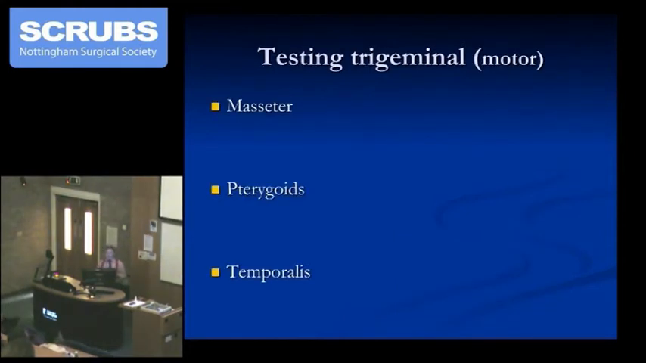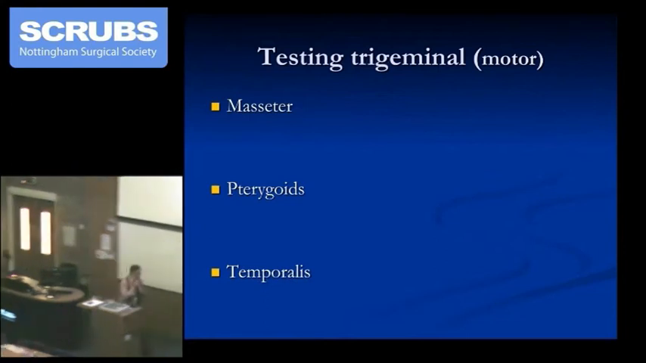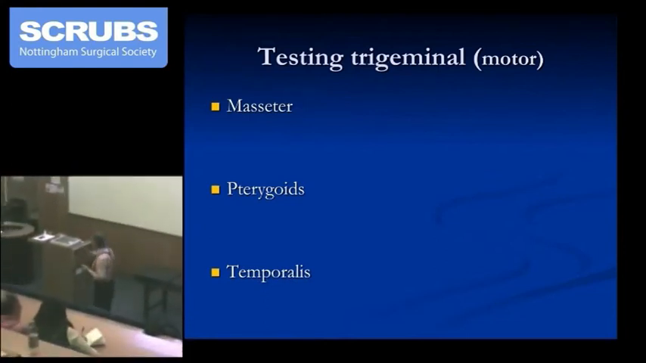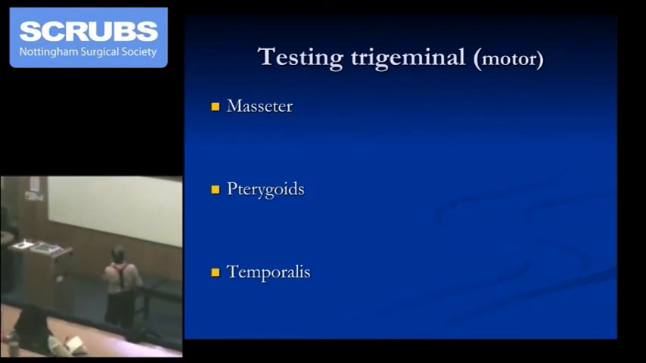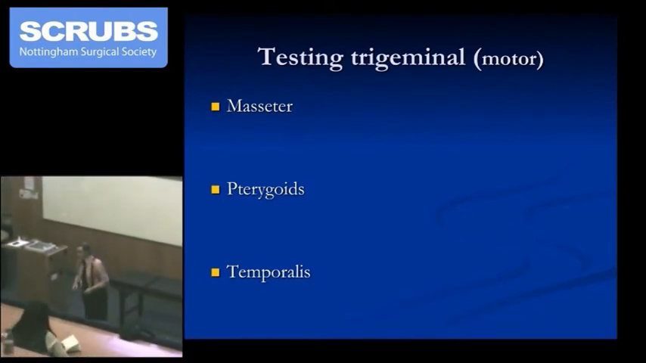So when we test the motor aspect, we must test masseter. Do you want to put the lights up for a minute, Hannah? Thanks. We must test the pterygoids, and we must test the temporalis.